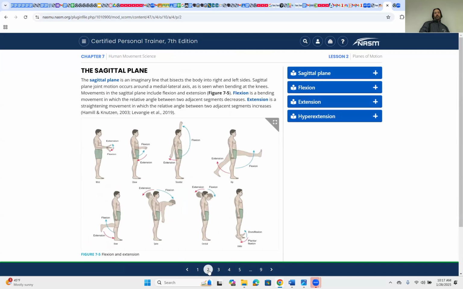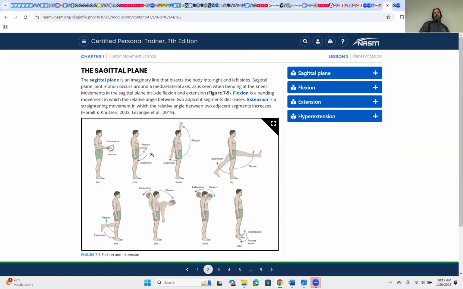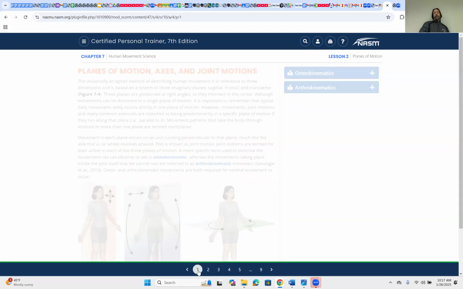Here's your motions real quick as a review. You have your extension, your flexion. We talked about that already. Flexion and extension of the spine as well.